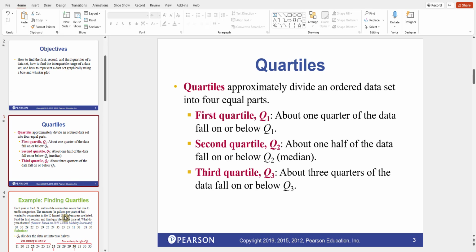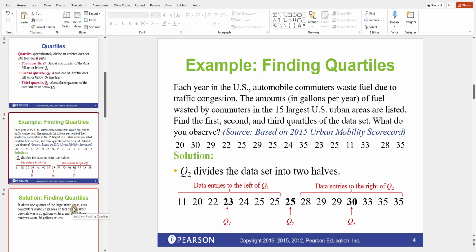Quartiles approximately divide an ordered data set into four parts. You have the first quartile, denoted as Q1, and about 1/4 of the data will fall on or below Q1. The second quartile, which is your median, and about 1/2 of the data set will fall on or below Q2. The third quartile, Q3, is where about 3/4 of the data fall on or below Q3. So let's look at an example.